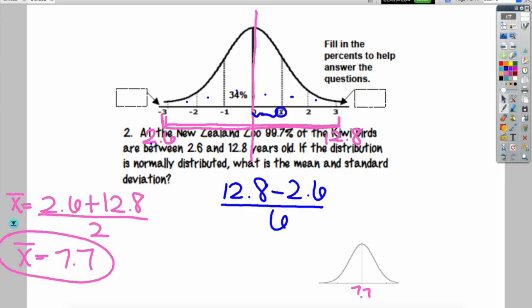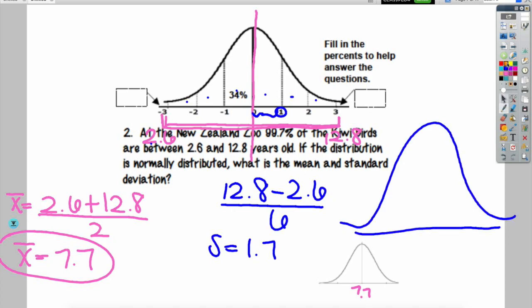What is this number? 1.7. Okay, so from 7.7, I could add one standard deviation to it. I'm just going to make this a little bit bigger because my handwriting is too big for this. So if this is my mean, it's at 7.7. If I add 1.7 to 7.7, what do I get? 9.4. So that's one standard deviation. Add 1.7 to 9.4. 11.1. Add 1.7 to 11.1. And wasn't that the third standard deviation?